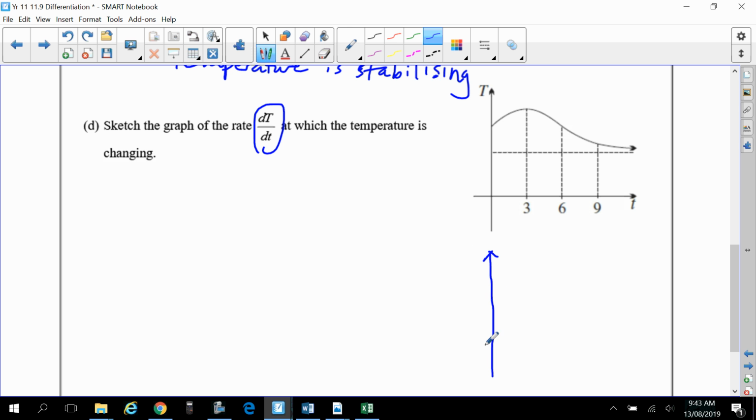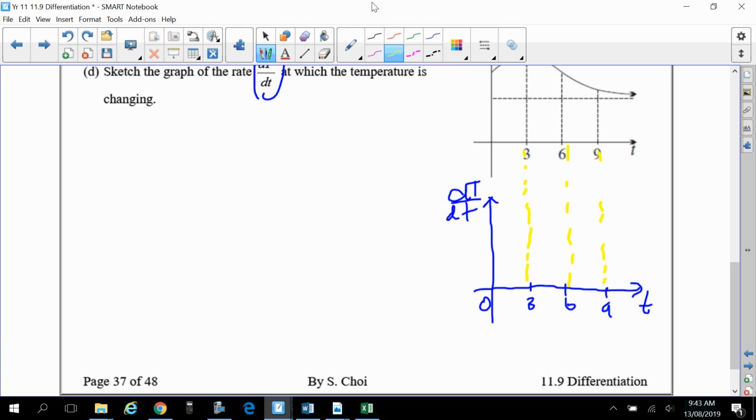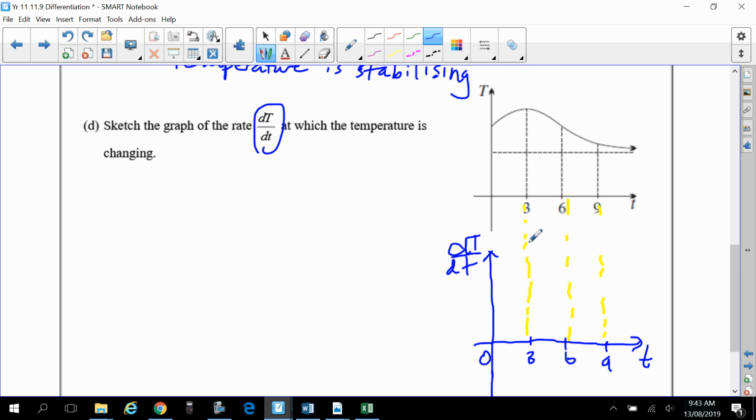You have some questions to get you to think about it. dT/dt, right? But one's capital T, one's a small t. So we need to label this information. Let's use the dotted line so you see the correspondence. Certainly, we will see that the gradient is 0 at 3. However, on the left of 3 it is increasing, so the gradient is positive. On the right, the gradient is negative.